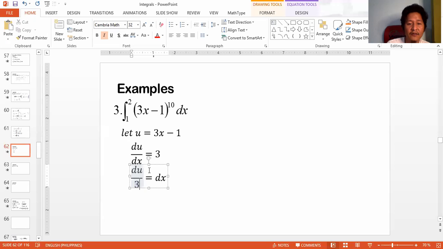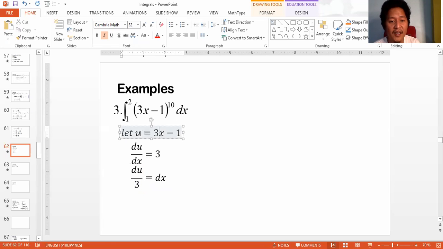So I can now replace. But before we replace, tandaan nyo, itong lower and upper limit natin, di ba kanina pag nag-substitute tayo, substitute natin sa x. Kaso papalitan na natin yung variable ng x ng u. So papalitan din natin yung ating lower and upper limit na in terms na ng u. So anong mangyayari?